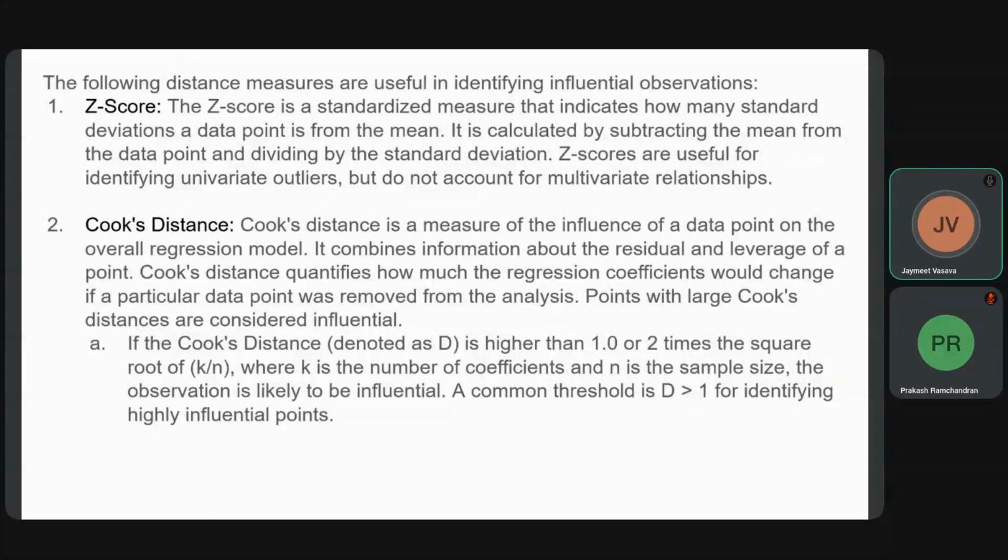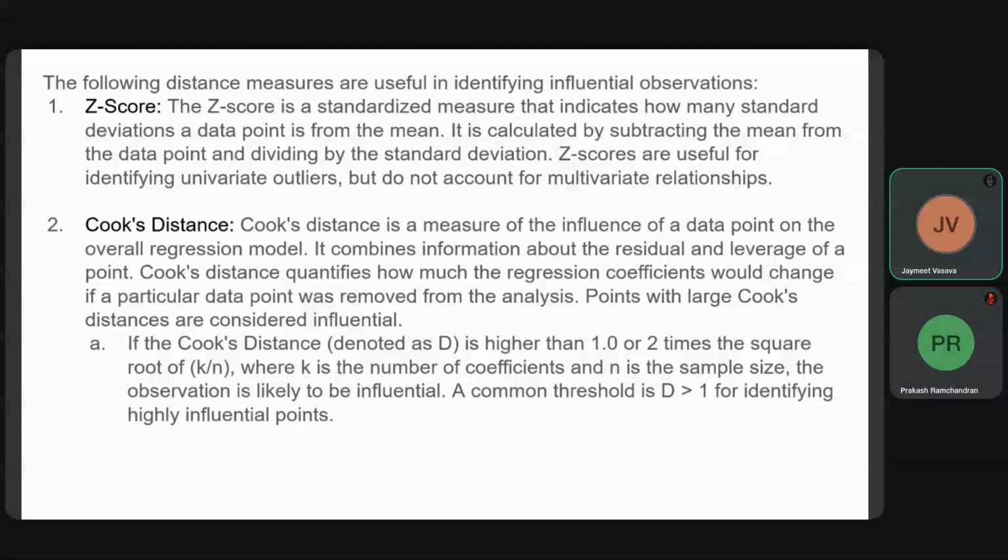Starting with the Z-score. It indicates how many standard deviations a data point is from the mean. It is calculated by subtracting the mean from the data point and dividing by the standard deviation. So it is only used for univariate outliers, but does not account for multivariate relationships.